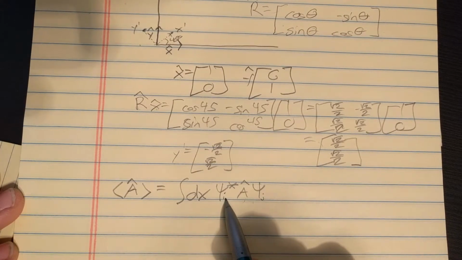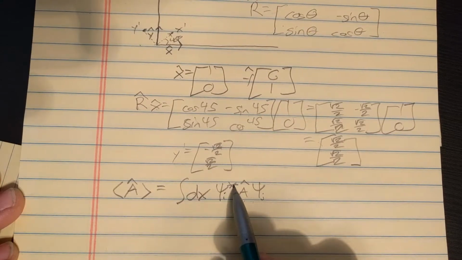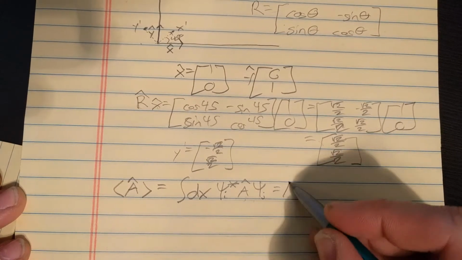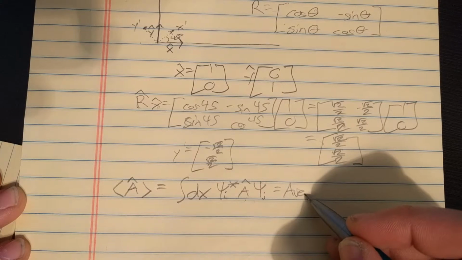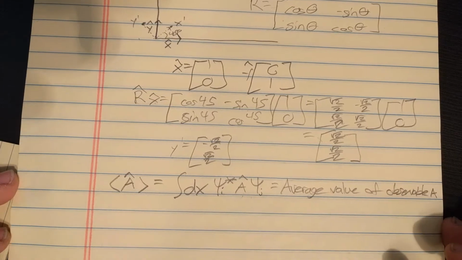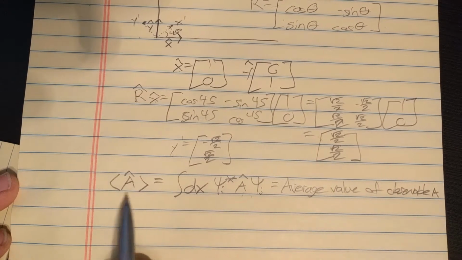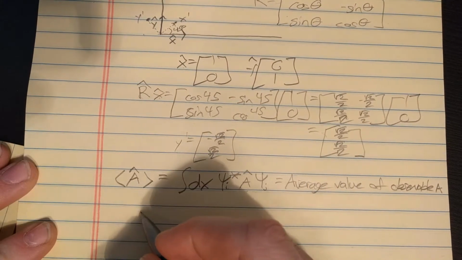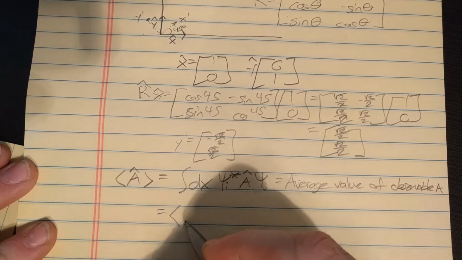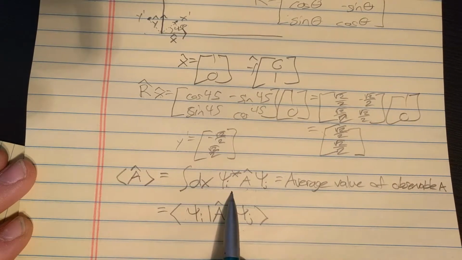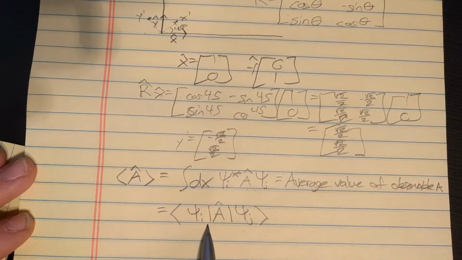And remember that the one on the left side of the operator, you have to take the complex conjugate of it. So this is the average value of our observable A. Okay, so now that's the definition of average value. You may also see average value written like this, and this means the same exact thing as this, but this is written in Dirac or bra-ket notation.